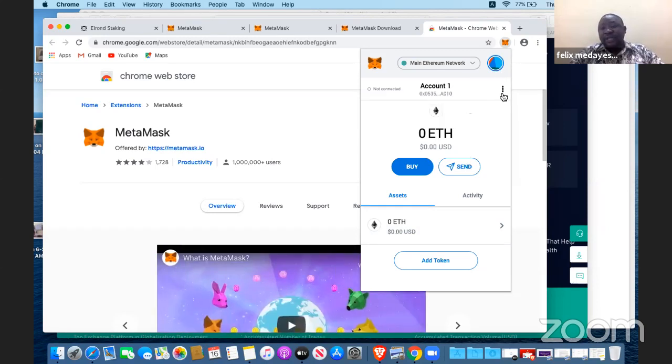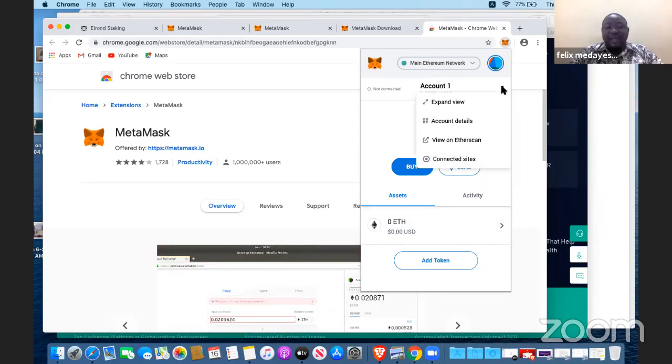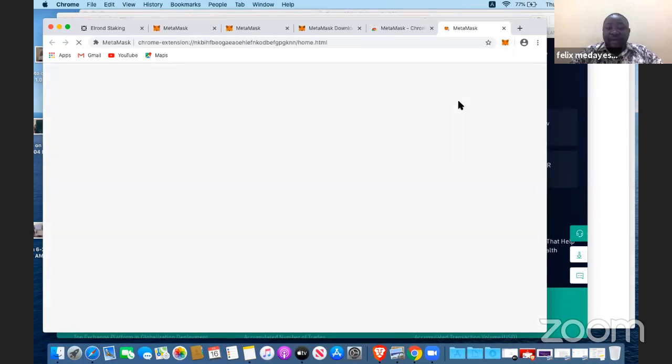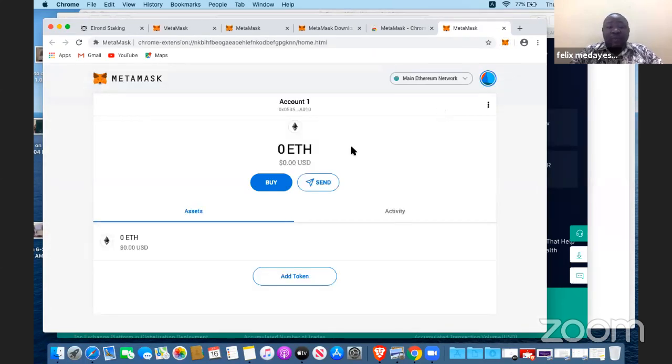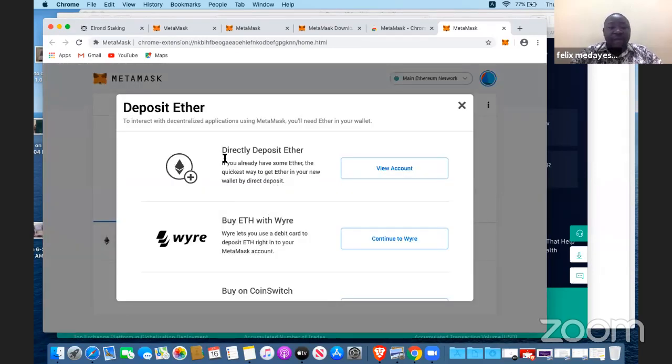Most times you see these three buttons, because maybe it's too small for you to see what you need to do. So you just click on the three buttons and then click on expand view. Once that is done, it shows you the broader view. I want to send, I want to receive Bitcoin, Ethereum. So just click on deposit. You can see to deposit Bitcoin.